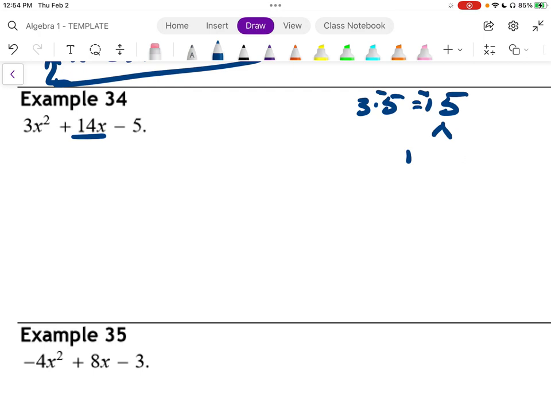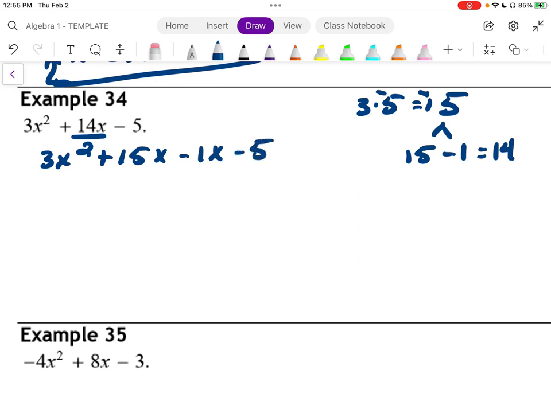I'm thinking 15 minus 1. Right? 15 times negative 1 gives me negative 15. And whenever I subtract that, that gives me a 14. So this will break apart to be 3x squared plus 15x minus 1x minus 5. Now, like before, I look at my first two together, and then I look at my second two together.